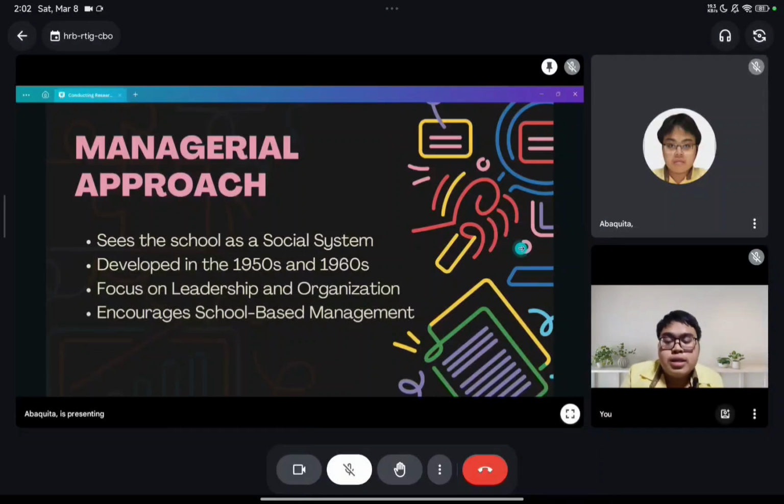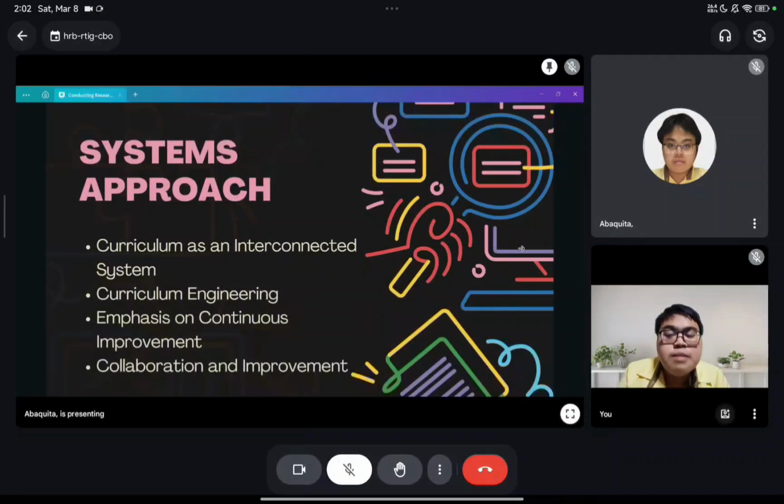So the third one is the systems approach, and these are the four features of the systems approach. First, the curriculum as an interconnected system. This approach views a school as a network of parts. Teachers, students, materials, and also leaders are all working together harmoniously, while each part has a specific role in achieving the school's goal.